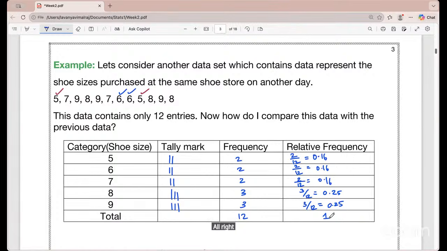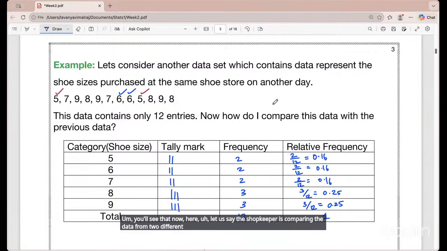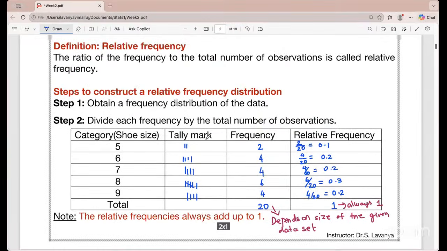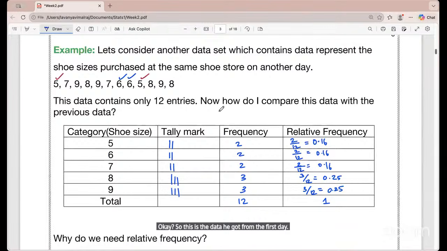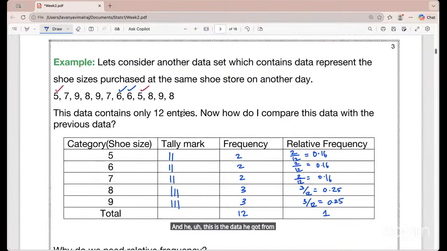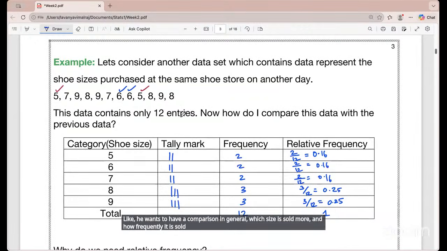All right. So here, let us say the shopkeeper is comparing the data from 2 different days. This is the data he got from the first day, and this is the data he got from some other day. In general, he wants to understand the ratio of each of the sizes. He wants to have a comparison: which size is sold more and how frequently it is sold.